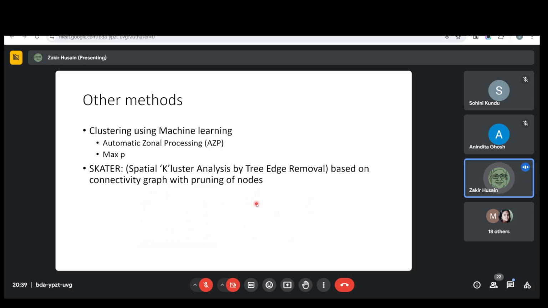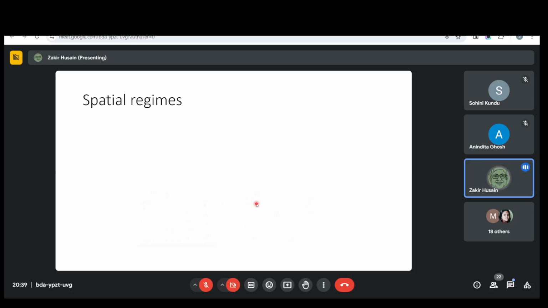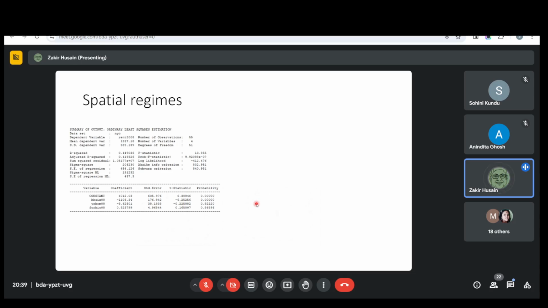And next we have SKATER, which is a spatial cluster analysis by tree edge removal. So basically you form a connectivity graph and then you start pruning the nodes. As I've said, I'm not going into clusters, but let's have a look at the data. What sort of results will we get if we estimate spatial regime models?